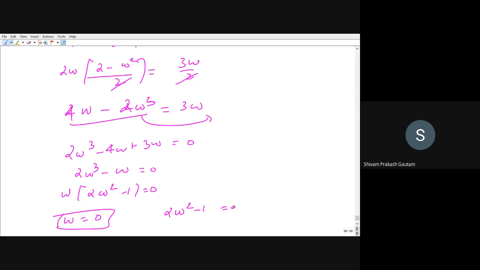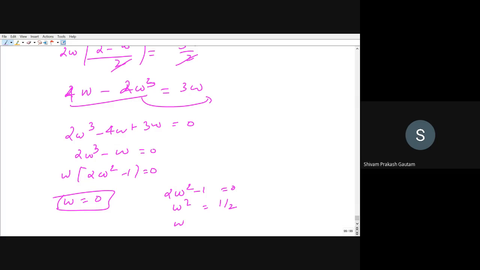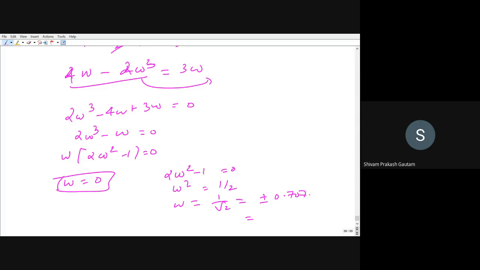And 2 omega square minus 1 is equal to 0. So omega square will be equal to 1 by 2, and omega will be equal to 1 upon root 2, that will give you plus minus 0.707. You can neglect the negative frequency because we are calculating for frequency from 0 to plus infinity. So you can take plus 0.707. So at these two frequencies, omega 1 and omega 2, our phase will be on the minus 180 degree line.